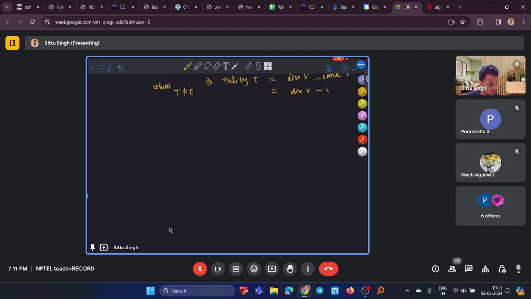And another thing I should say is that given a linear map T that maps V to V, those types of maps are called linear operators.